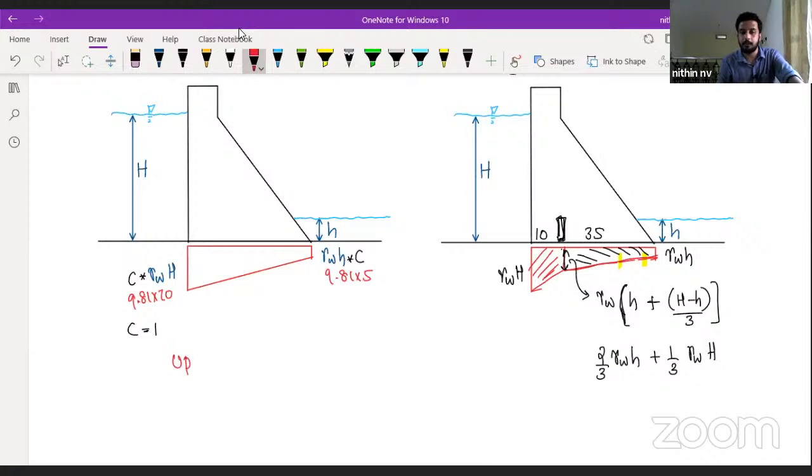So what will be the uplift force? Area of the uplift pressure diagram. 9.81 into 70, see, (A plus B) by 2, 9.81 into 5, (A plus B) by 2 into, what is that base width? 45 meter. So you can calculate that. How much are you getting? Can you tell me what is that uplift force totally, uplift force for this first case?